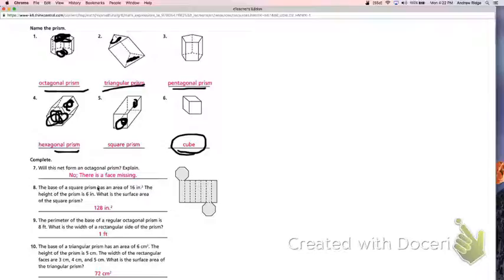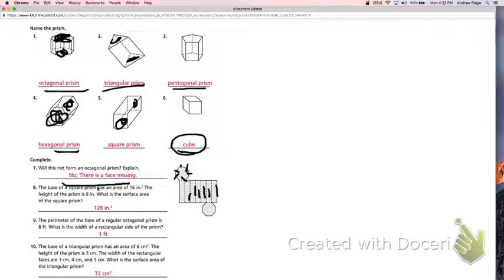Yeah? Okay. Number 7. Will this net form an octagonal prism? Explain. Well, I'll tell you right there's a face missing. And if you look, you've got 1, 2, 3, 4, 5, 6, 7 faces. That means there won't be enough for the 8 sides on each of the bases. So, it won't form a prism because it'll be open.